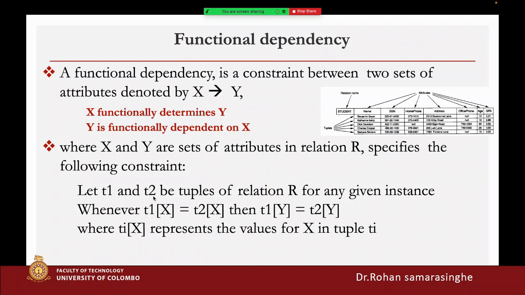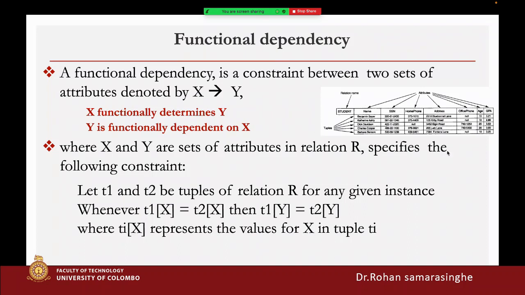T1 and T2 are tuples. Examples of the tuples are one row. Here there are 1, 2, 3, 4, 5 rows. These are the tuples of relation R. In this relation, the number of tuples may be hundreds of tuples of data. The tuple implies the data of one student in the relation R for any given instance.